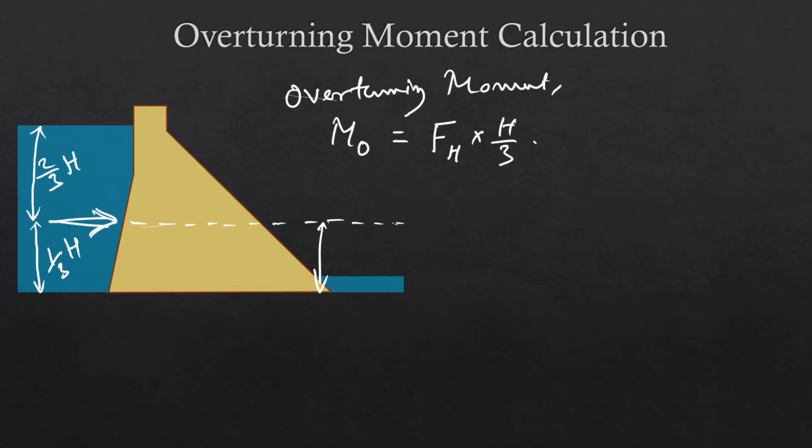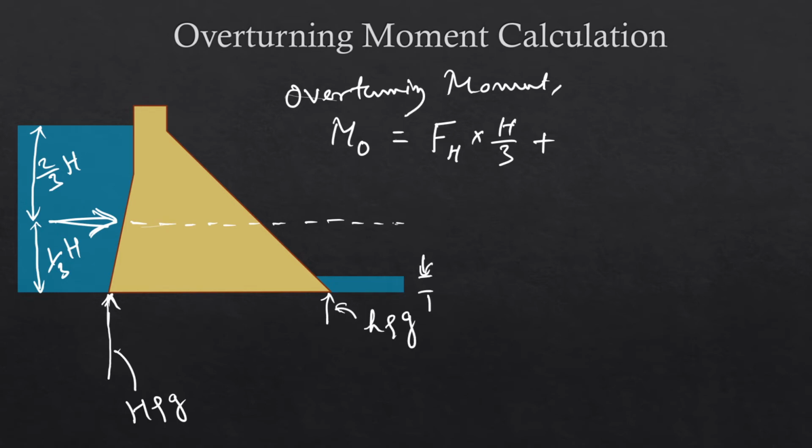Then the uplift pressure force. We know that it will be a distribution like this, where this value will be equal to capital H rho g, and this value will be small h rho g, where small h is the tailwater depth. And in between it will be varying linearly.